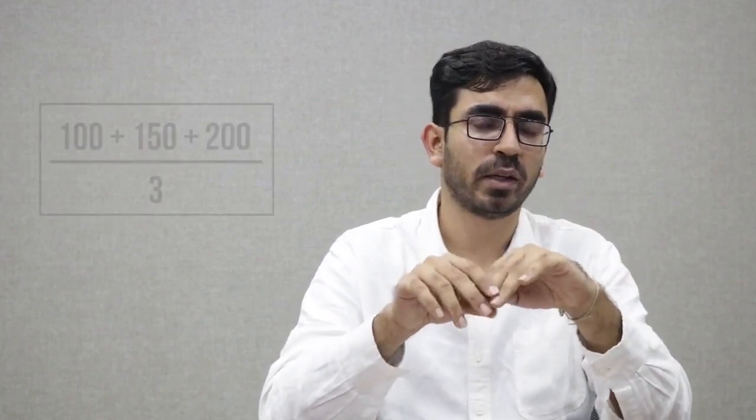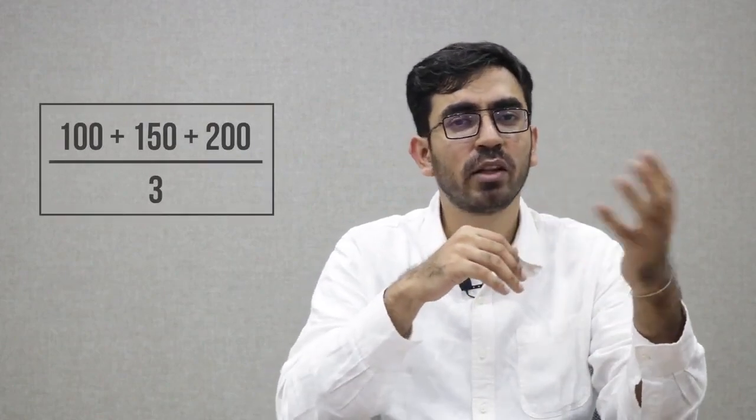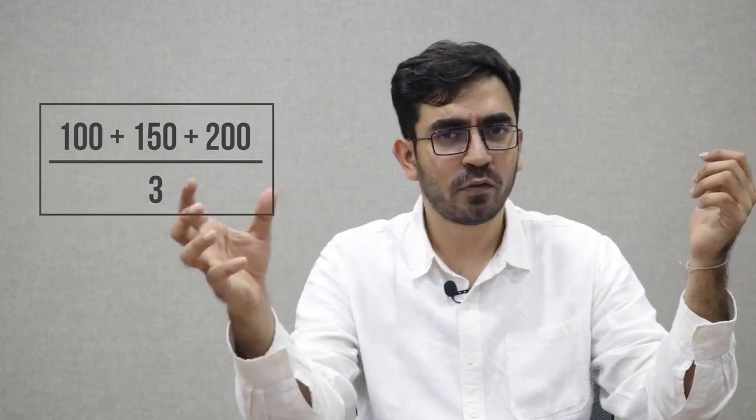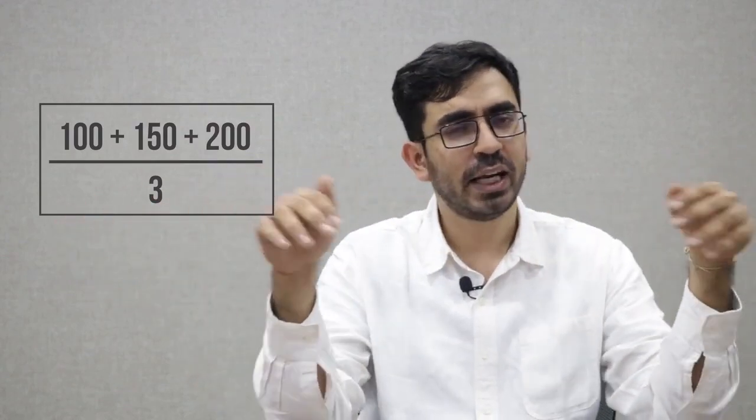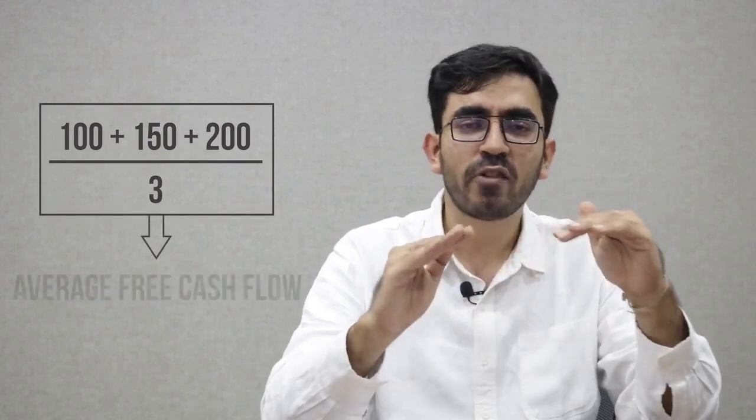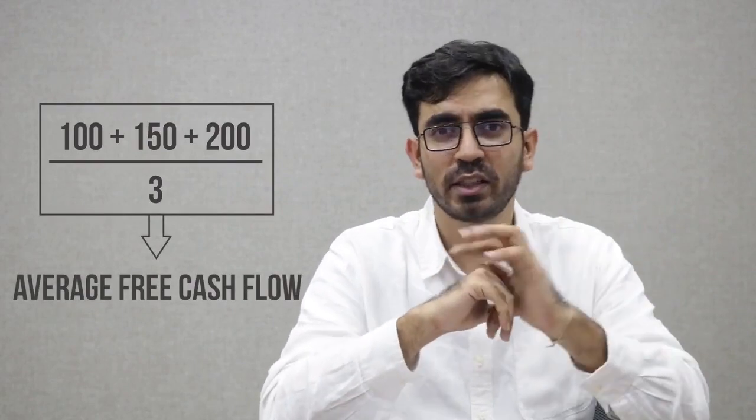So the first thing you need to do is to determine the 3-year average cash flow of the company. So say if the cash flow in the first year was 100, the next year was 150, and the next was 200, you add up all these three figures and divide it by 3. So you get the average free cash flow. That's the first thing you need to do.